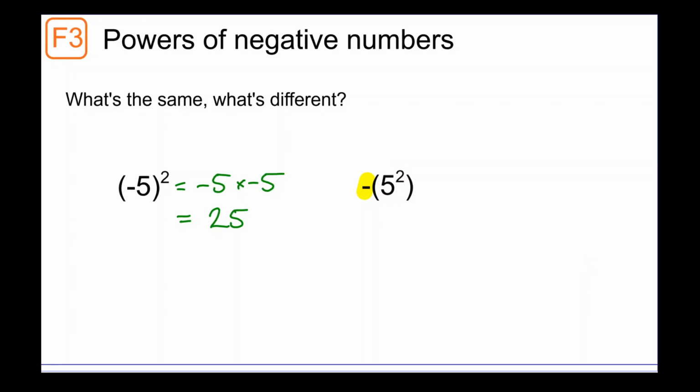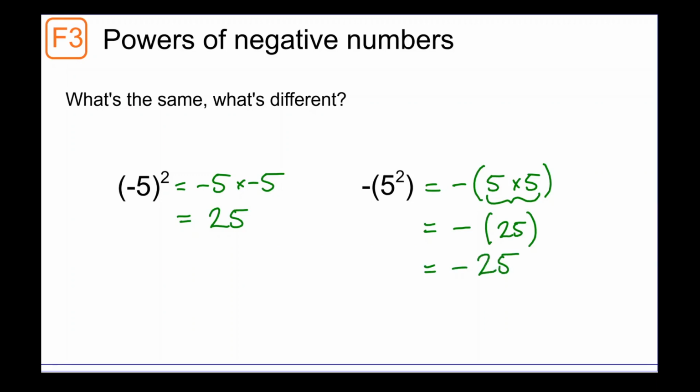Now remember from your order of operations that brackets always take precedence. So I have to do whatever's in the brackets first. So I have to calculate this 5 squared before I do anything else. So I have negative 5 times 5, which is the negative of, if I do this multiplication, 25, which is negative 25.